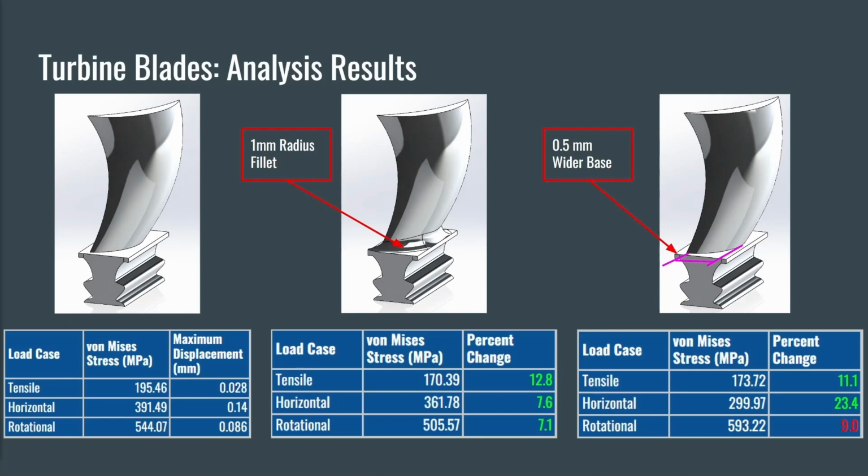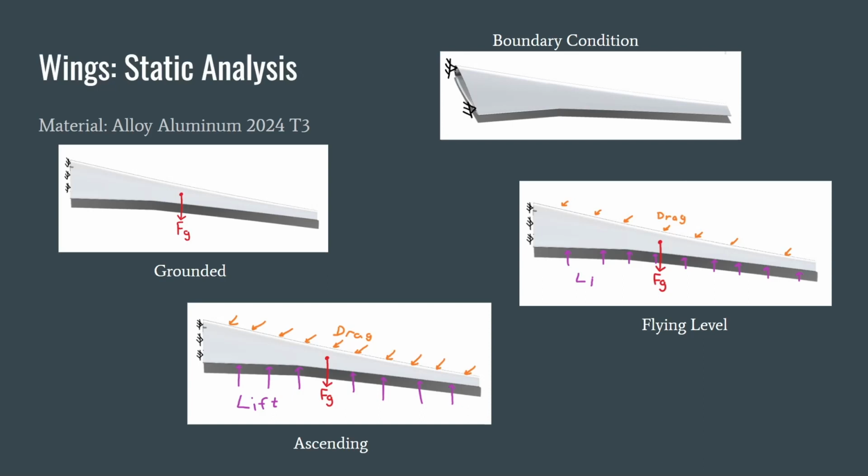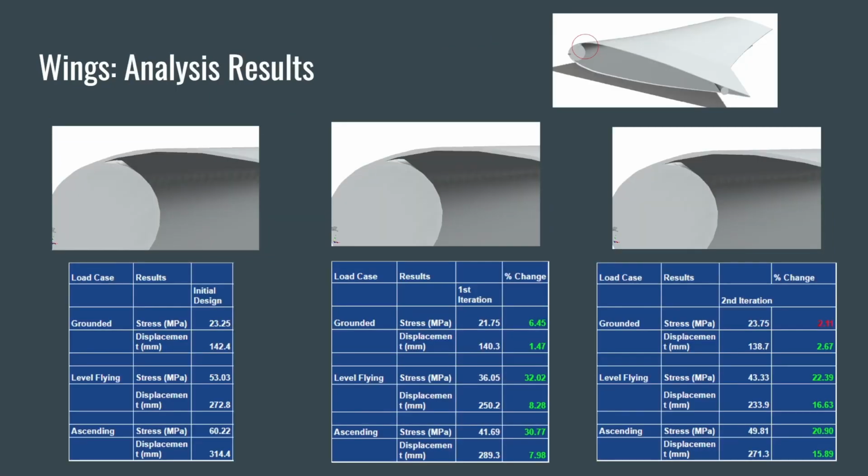failure during flight. The part that was studied next were the wings, which were modeled using aluminum 2024 T3. We used the boundary condition of being fixed to the fuselage and used static analysis on three loading conditions. One where the plane was grounded, the other where the plane was flying level, and the other where the plane was ascending. Two iterations were created to minimize stress and thereby increase the factor of safety and increase the longevity of the part.